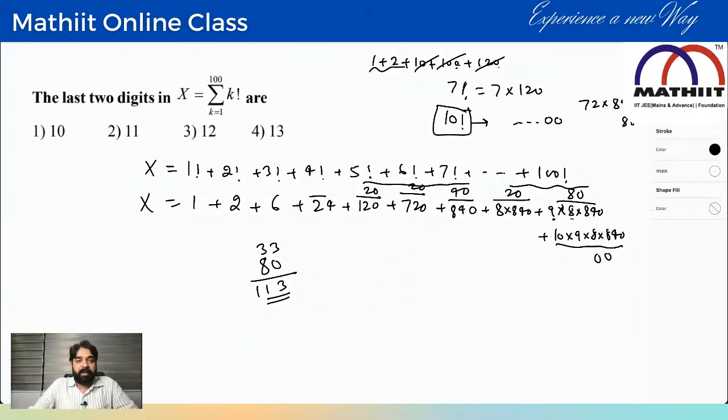I hope everyone understood the things. Right? So whenever you have to calculate the last two digits, it means ignore those terms which have last two digits 0. That's why I ignore 10 factorial onwards.